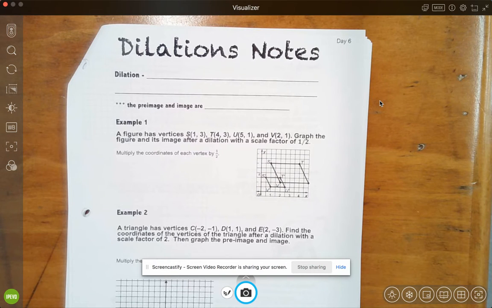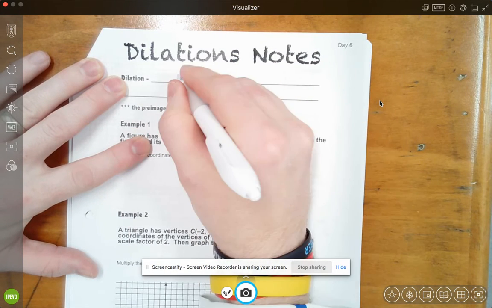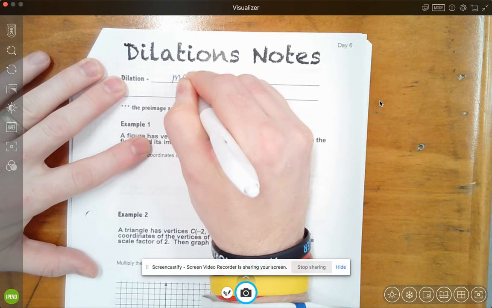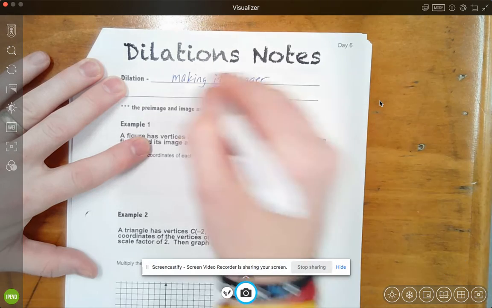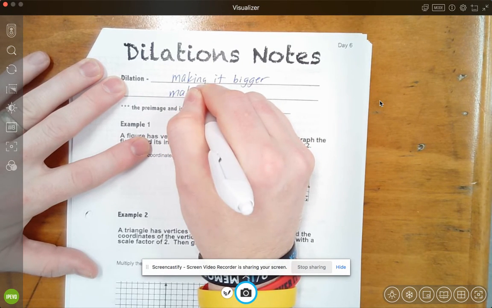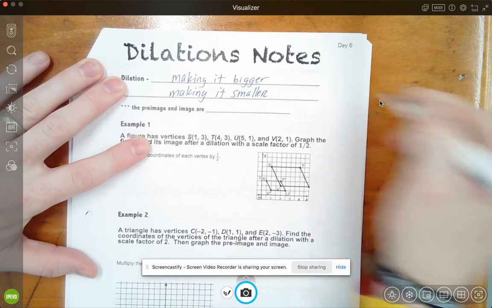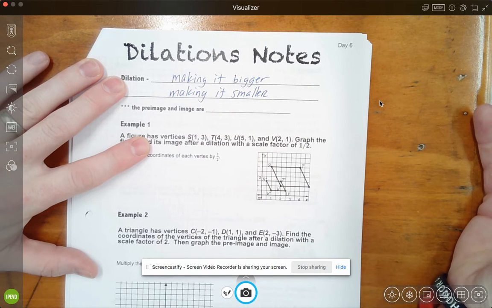So the dilations, you will need a calculator, and if you do have your cheat sheet there for you. So what a dilation does, it's going to change your object by making it bigger, or it's going to make it smaller. And it does that by what is called a scale factor. Okay, so your scale factor is going to make something either bigger or smaller.